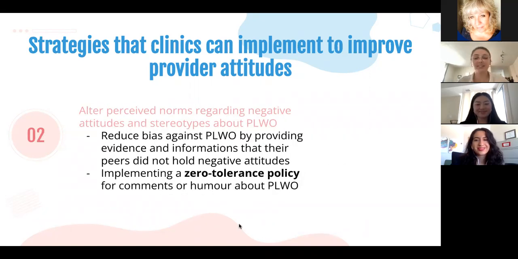Also, to minimize the perception that anti-fat bias is the norm, one strategy could be to implement a zero tolerance policy for comments or humor that stereotypes or degrades anyone based on attributes or physical identity.